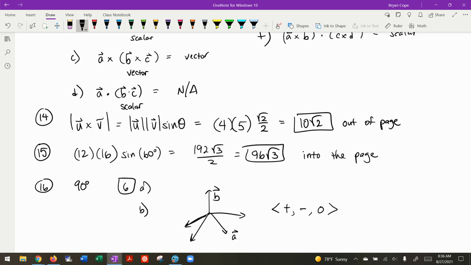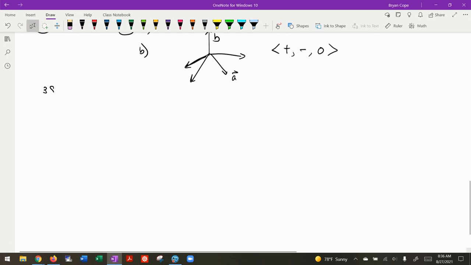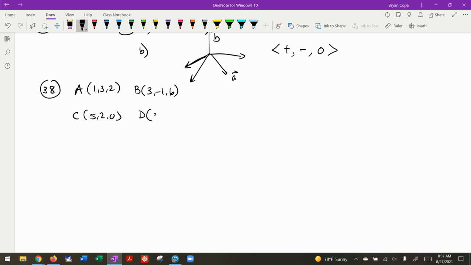Okay, 38 and 45. 38. Use the scalar triple product to determine whether the points A (1, 3, 2), B (3, -1, 6), C (5, 2, 0), and D (3, 6, -4) lie in the same plane.